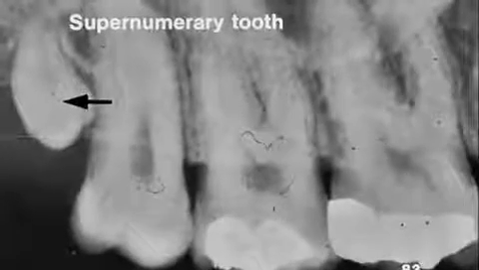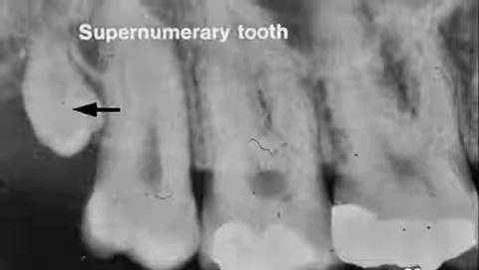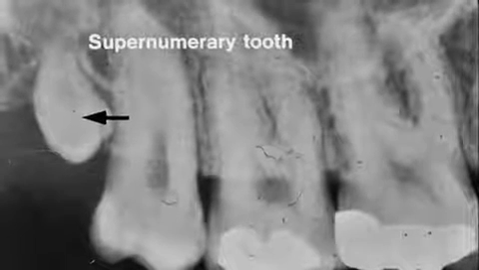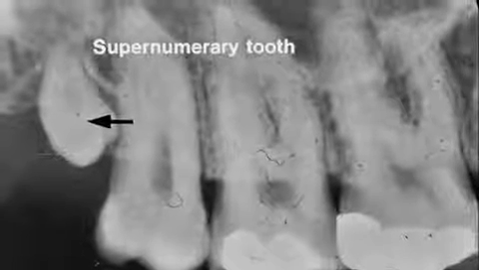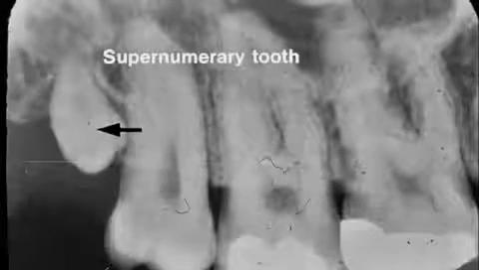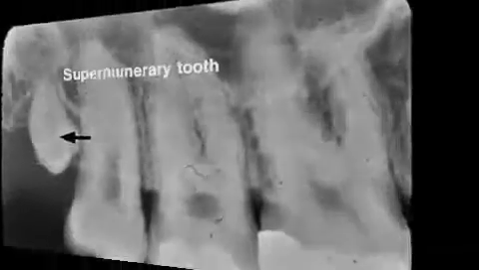Is this arrow pointing to a retained root tip? The slide says a supernumerary tooth. How do you know this is a supernumerary tooth and not a retained root tip? Above tooth number 3, we see a radiopacity, the zygomatic process.